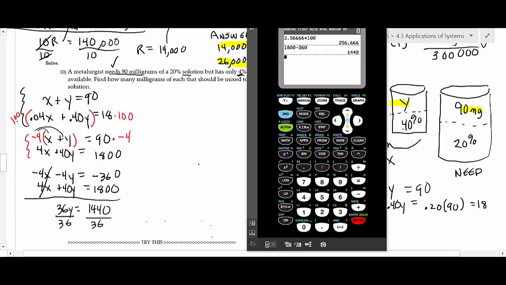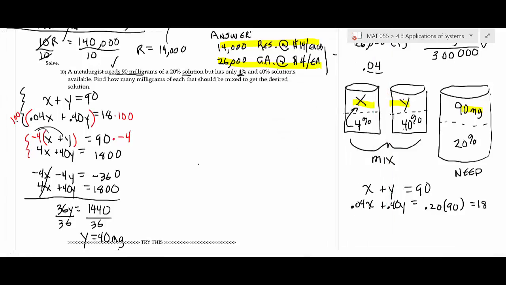And sometimes you'll get decimal answers on this. It actually doesn't matter if you get a decimal. If you get a decimal, just round it. Okay, so that would be y is equal to 40 milligrams. So remember what we're doing is we're figuring out the amount that we needed. Okay, so that would be kind of the first step of the problem, is that you've got that.